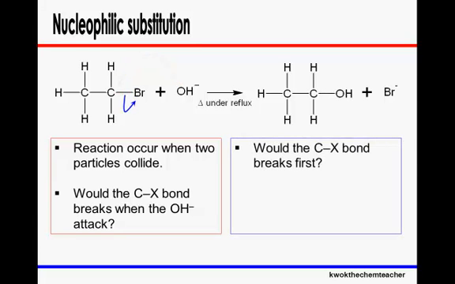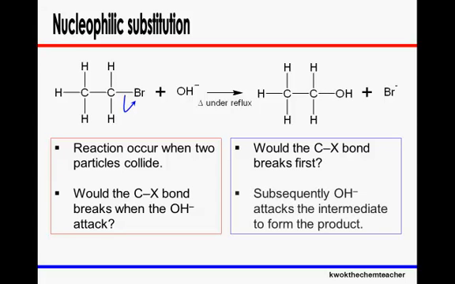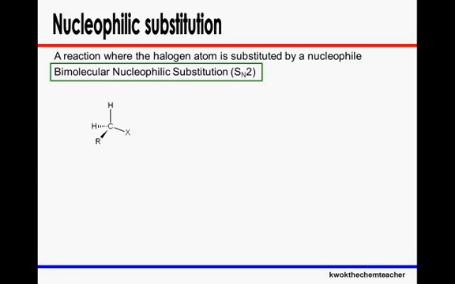The second possibility is to ask ourselves, what happens if only the carbon-halogen single bond breaks first? Then that gives us a particular structure called an intermediate, and then the hydroxide ion will attack this intermediate to form the product. Well, the mechanism of the nucleophilic substitution reaction shows us that both possibilities can be possible. In this mechanism, we are talking about bimolecular nucleophilic substitution, which is also known as SN2.